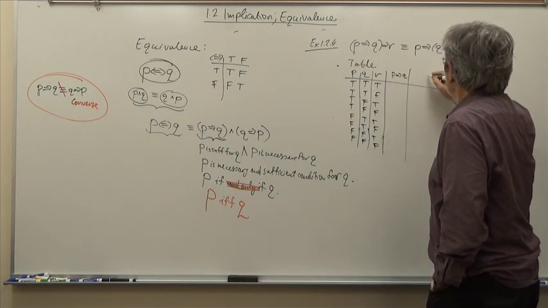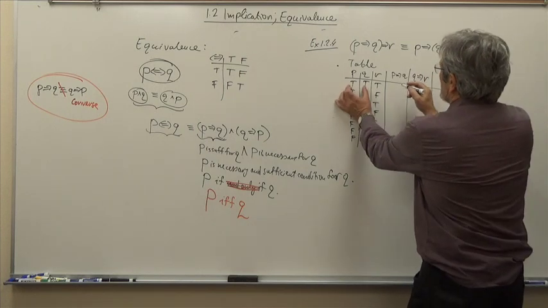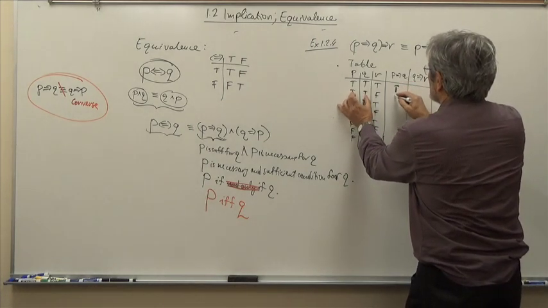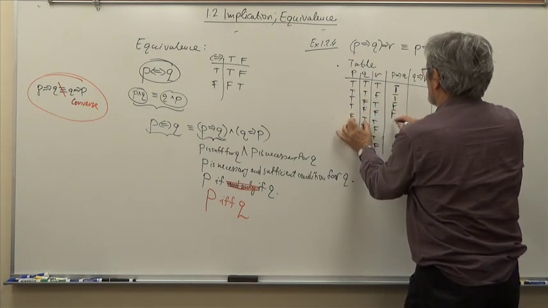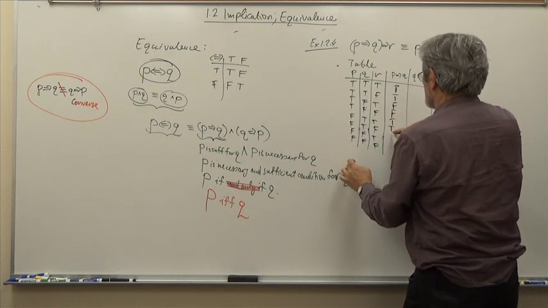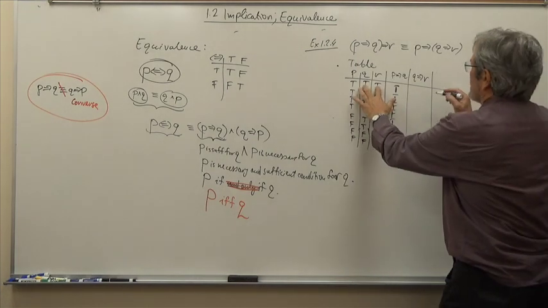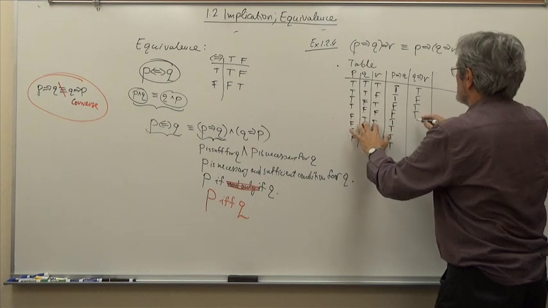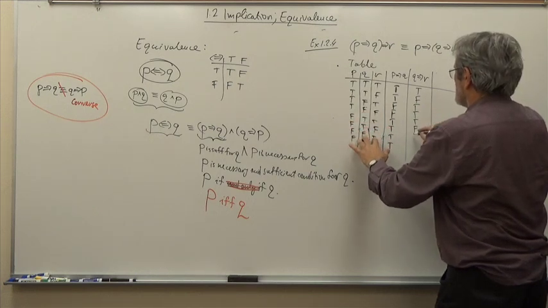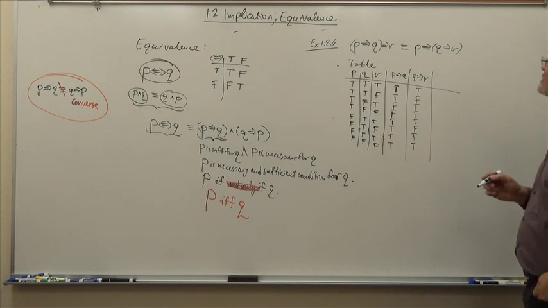And then here's Q implies R. So P implies Q is true, true, false, false. From false everything is true, so here are 4 truths. Q implies R, true, false, true, true, true, false, true, true. Alright, I hope I did it correctly. If not, we'll go back to check it.